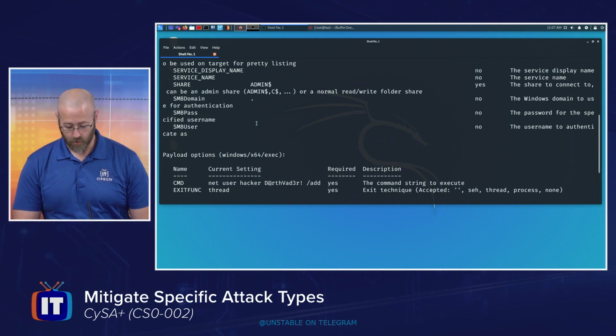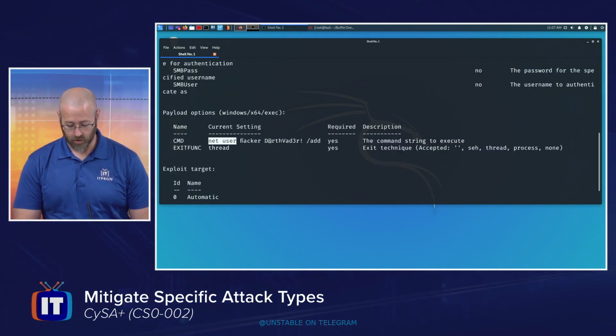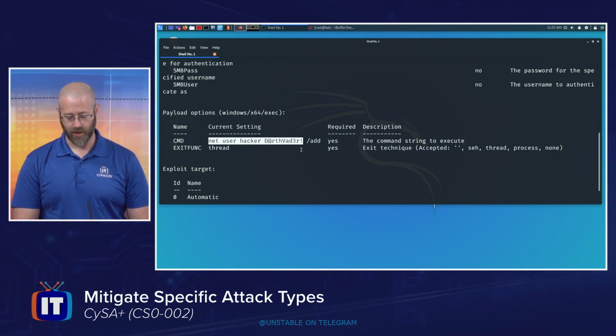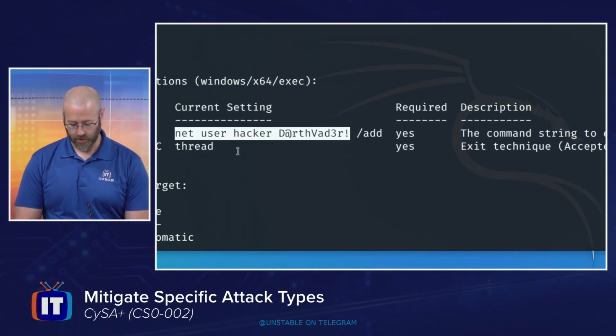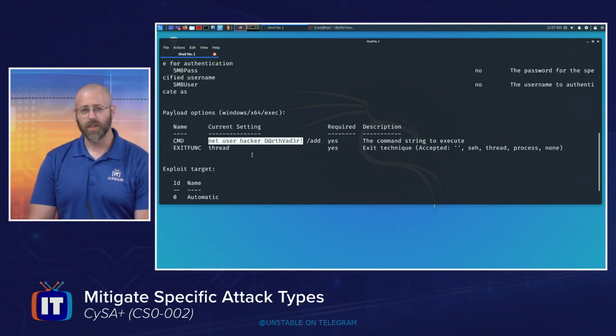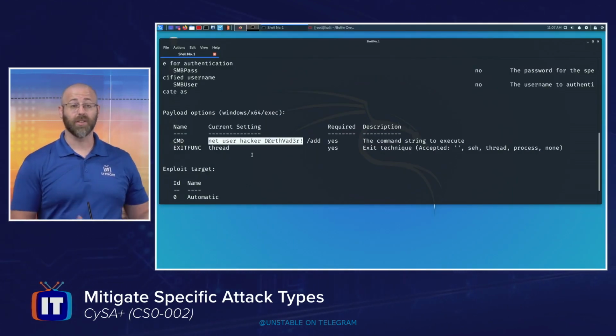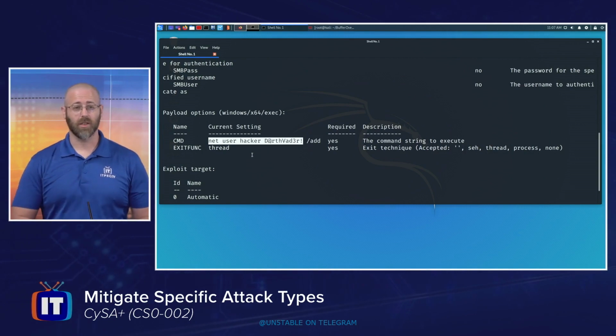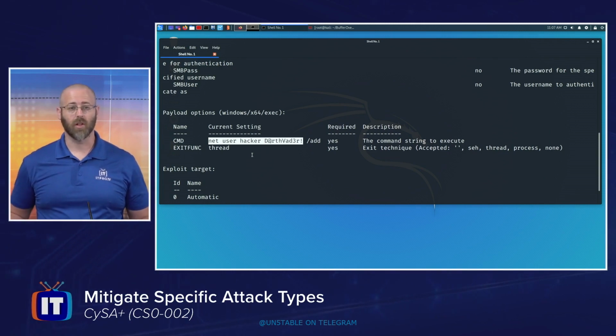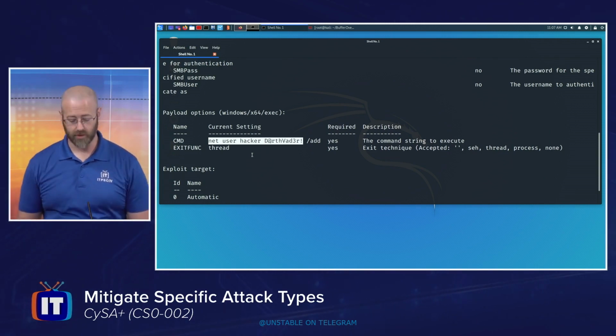And if it does that, what it will do is add the user hacker with the password of Darth Vader, all lowercase, right? There you go. A little bit easier to see. So this is remote code execution. There's a vulnerability in the system. Could be RDP. This one is specifically SMB based, but it allows me to run system commands from a remote location. Remote code execution. There's the idea.